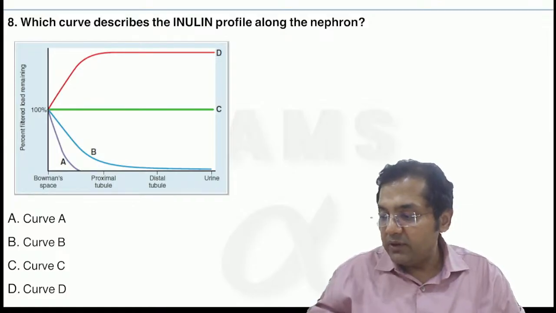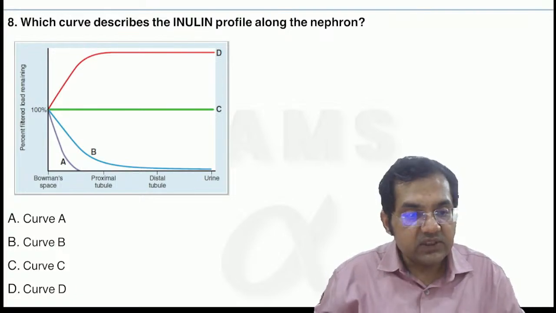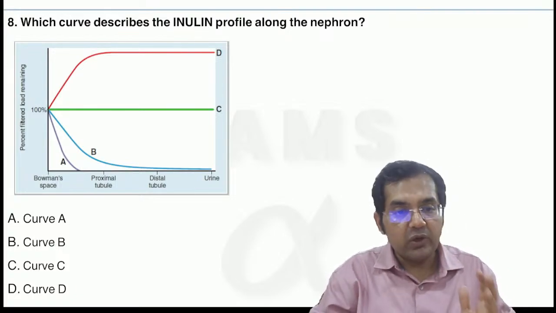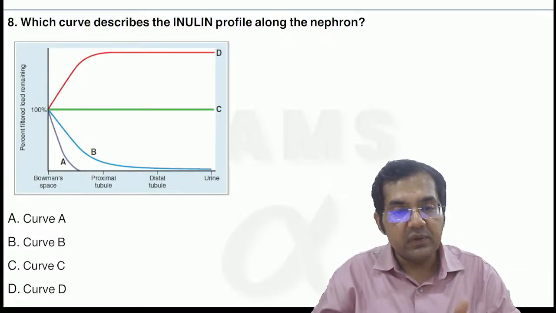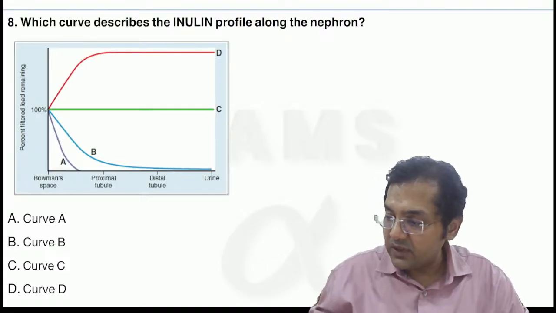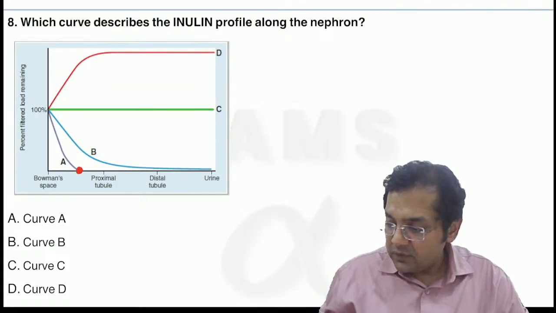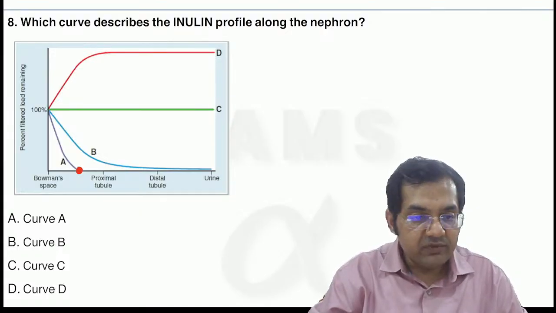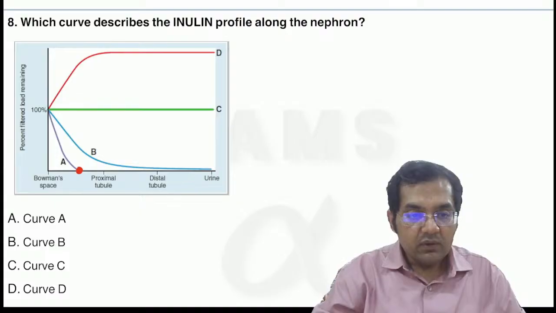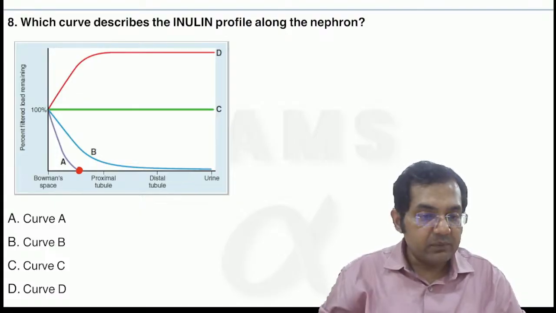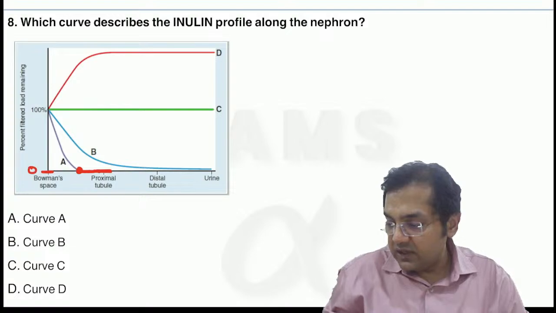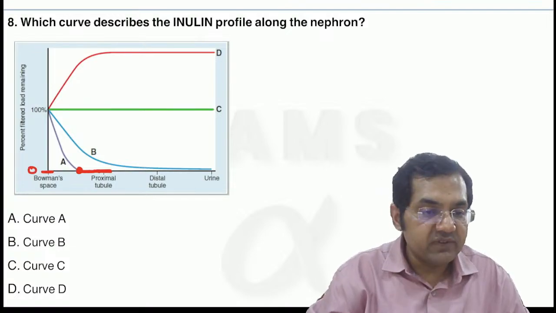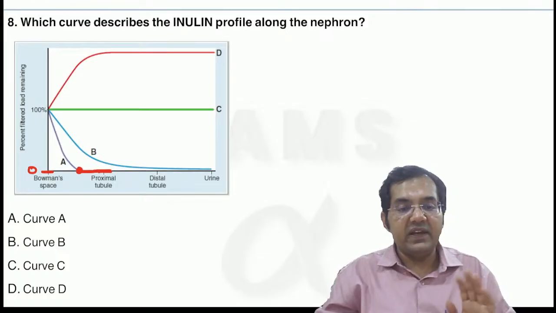What do I want to know? That the remaining amount of the solute, how much percentage is remaining, in the Bowman's capsule, proximal tubule, distal tubule, or urine. So let's see the first one. A is something which is getting 100% reabsorbed in the proximal tubule. So you see in the proximal tubule I am having 0% of the remaining filtered load. That means A is something which has been 100% reabsorbed.